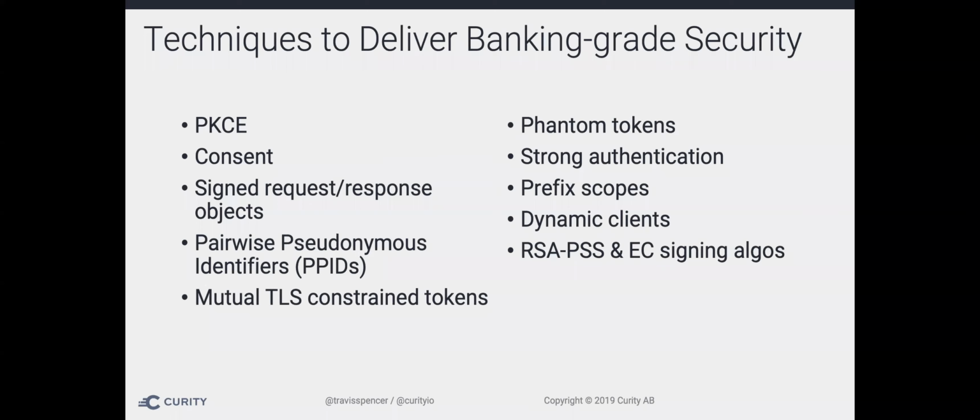And then because of the time that I have, I won't be able to get to strong authentication or prefix scopes or dynamic clients. Or signing algorithms like RSA probabilistic signing scheme or RSA PSS or elliptic curve. But those are other things you're going to want to be thinking about as you roll out financial grade APIs. So let's look at what these are, at least the ones that we have time for during this presentation.